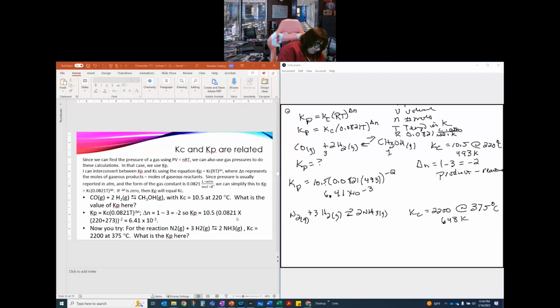Okay, fine. So Kp is equal to this value that they gave me, the 2200 times 0.0821 times 648. And we're going to raise that to the delta N. That's my number of moles on the product side, which is 2, minus the total number of moles on the reactant side, which is the 3 plus the 1, so 4. So again, we end up with negative 2. It happens. There are different values for that. It just so happens that I picked ones that have the negative 2. So that thing is raised to the negative 2 power.